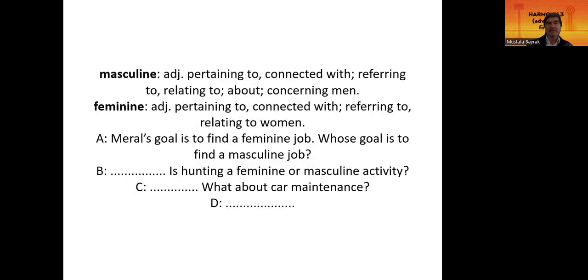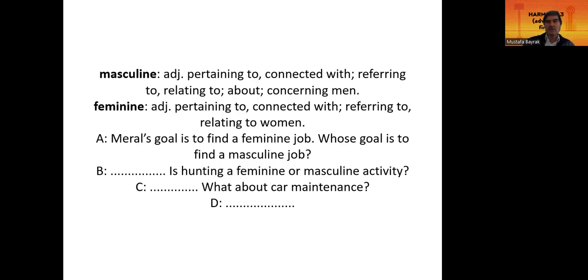Okay, masculine and feminine, yes. Masculine means pertaining to, relating to, connected with, referring to, related to, or about, in short, concerning men. Masculine means pertaining to men, connected with men, referring to men. But feminine, as an adjective, means pertaining to women, connected with women, referring to women, relating to women. Feminine means about women. Meral's goal is to find a feminine job.